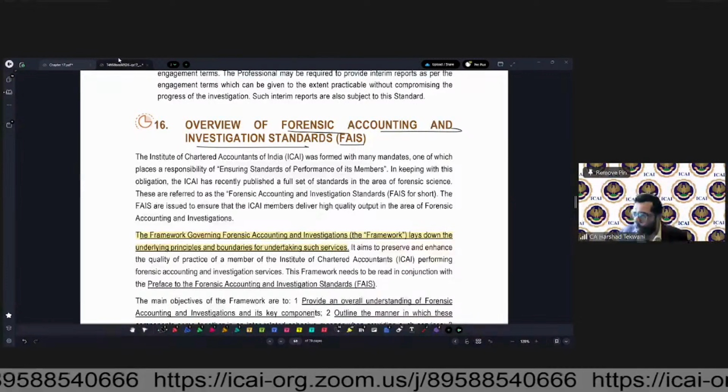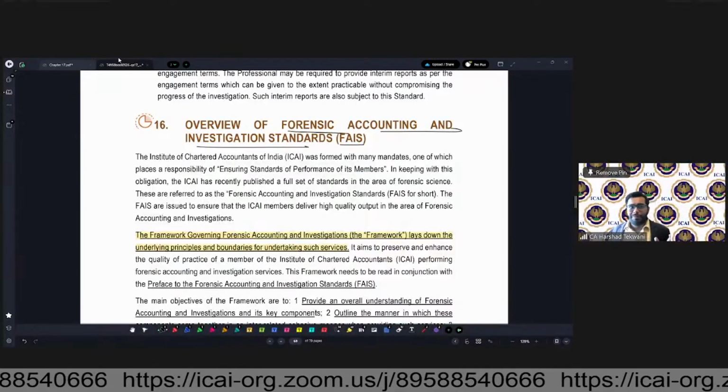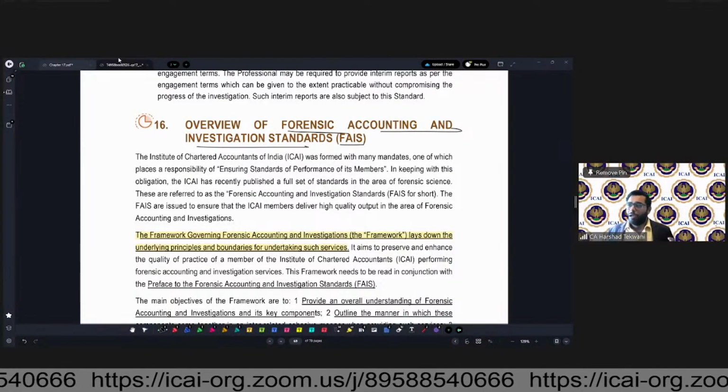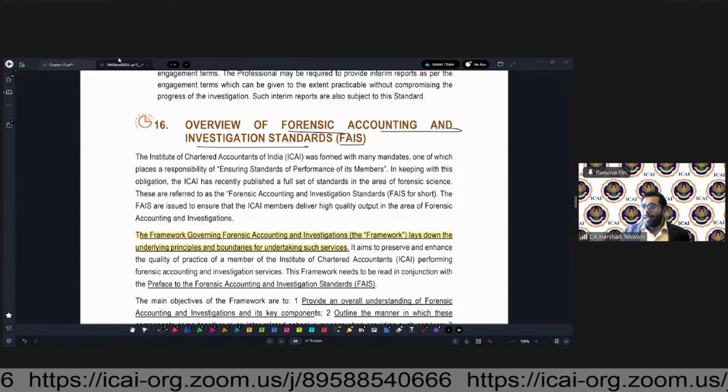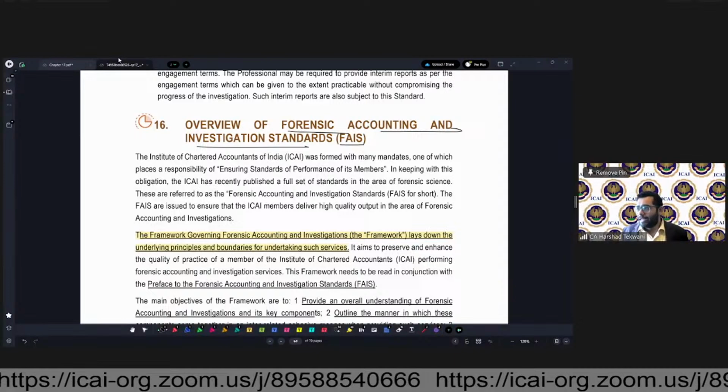Okay. If no further doubts, so that was for chapter 17: investigation, due diligence, and forensic accounting. Let's proceed to chapter number 18.